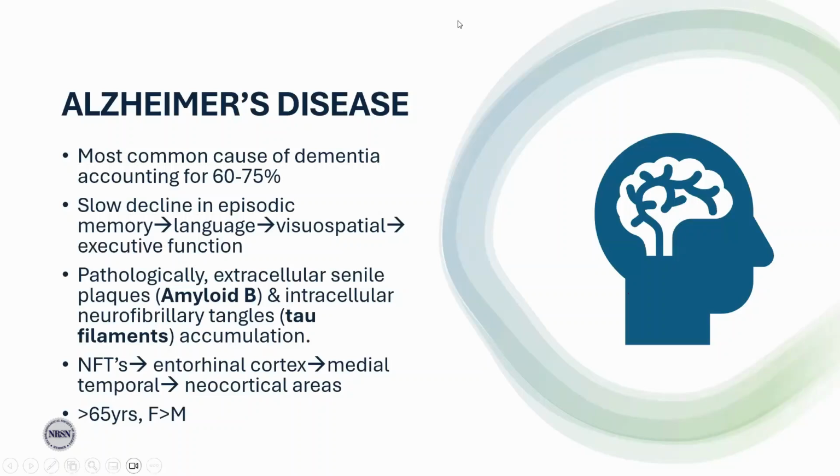So NFTs are usually accumulated first in the entorhinal cortex before they proceed to the medial temporal lobe and the neocortical areas. Alzheimer's is seen in about 10% of people greater than 65 years, and about 40% of those above 80 years.